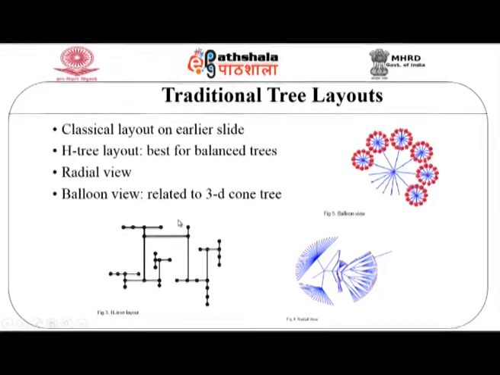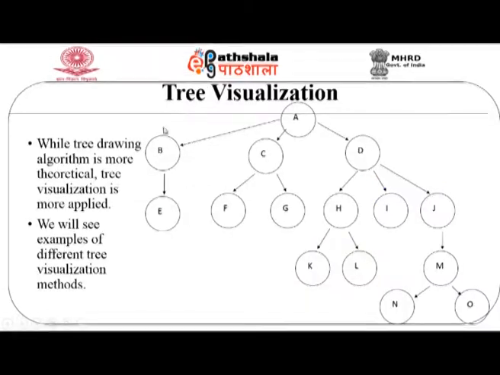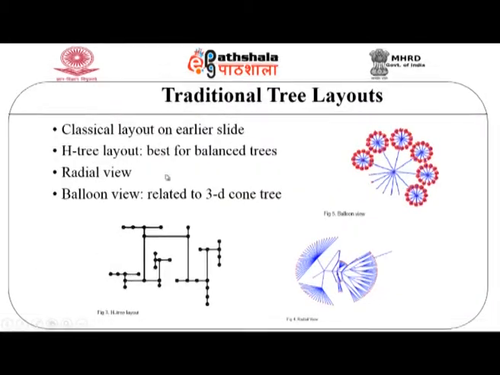If you look at traditional tree layouts, there are various layouts that are possible. They are classical layouts, where the traditional tree layout looks like this. There are various classical layouts. If you look at this H tree layout, it is the best layout for balanced trees. If you want to represent balanced trees, they can be represented in the form of an H tree layout.